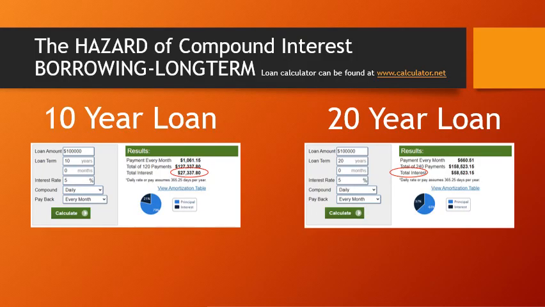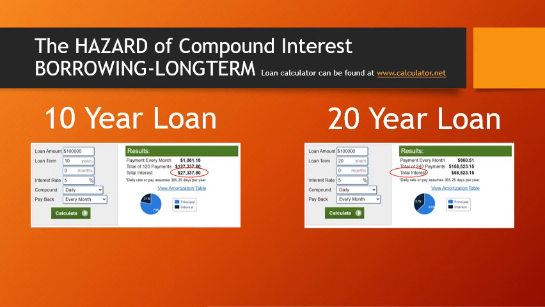Now let's take a look at a long-term loan and how much compound interest can accrue on a mortgage loan between a 10-year loan and a 20-year loan. For example, I have a $100,000 loan with an interest rate of 5%. If you look at the examples, your 20-year loan is going to accrue almost twice as much interest as the 10-year loan, which means that you're going to pay almost as much interest as the amount of money you're going to borrow, because you're borrowing $100,000.